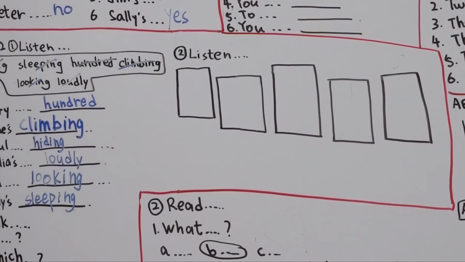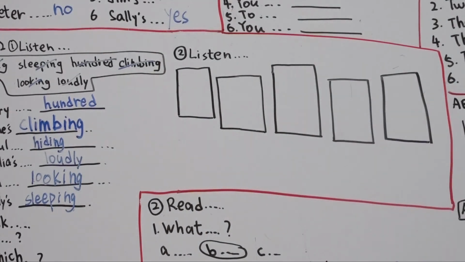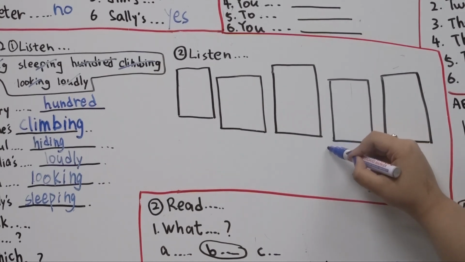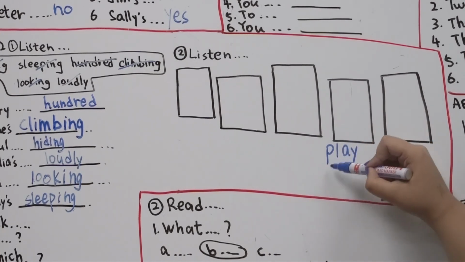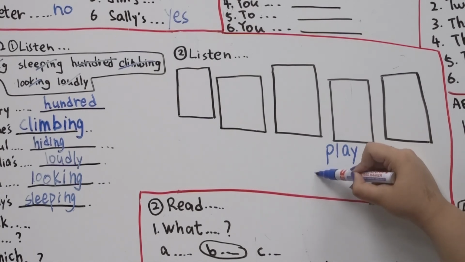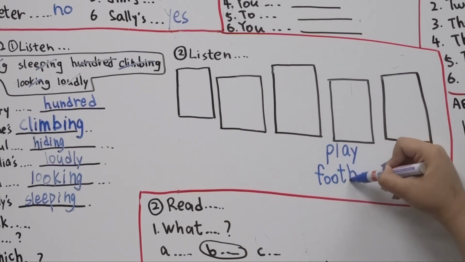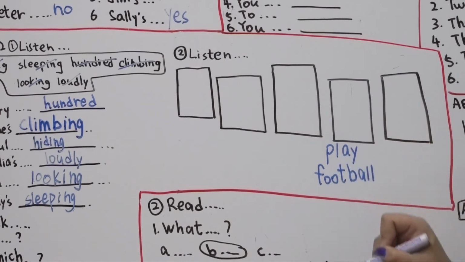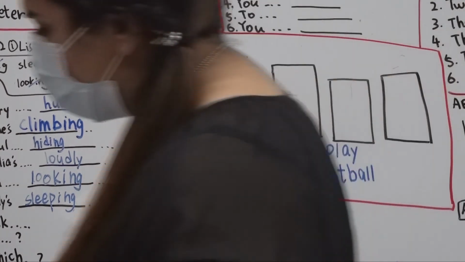So which picture is she talking about? Picture 4. Yes, she says that she plays football, right? So you can write play football. Play, P-L-A-Y, and then football. How to spell football? F-O-O-T, yes. B-A-L-L. Play football. Alright. Next one.